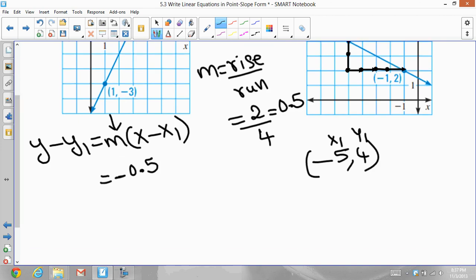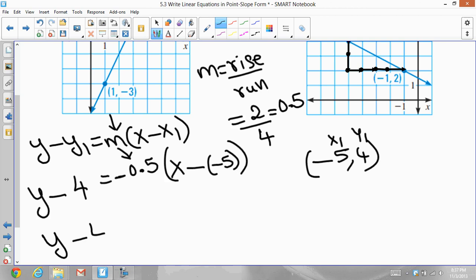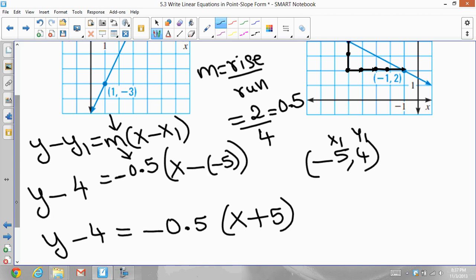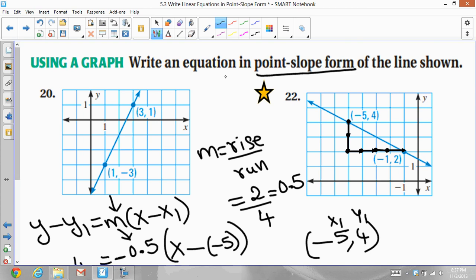So I'm replacing m by negative 0.5, y minus my y1 value, I'm going to replace it by 4, and x minus x1 is also another negative. So what's the two negatives? So y minus 4 is equal to negative 0.5 x plus 5, and that is the equation they are asking you to write in the point slope form. And that is what we have done.